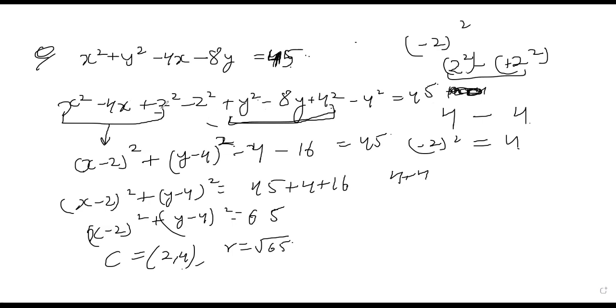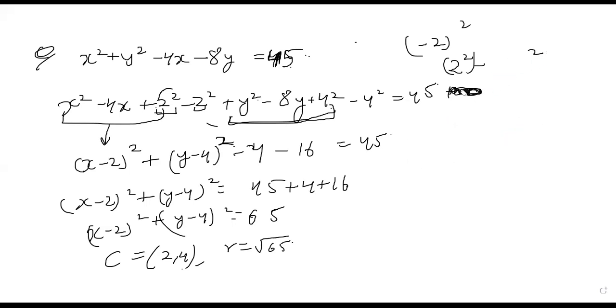We just add and subtract one number, which is 2 square, 4, and subtract 2 square from this equation also. Similarly here 4 square is 16. Now we are adding 16 to this equation and subtracting 16 from this equation also. Understood? Okay. So the question is complete.